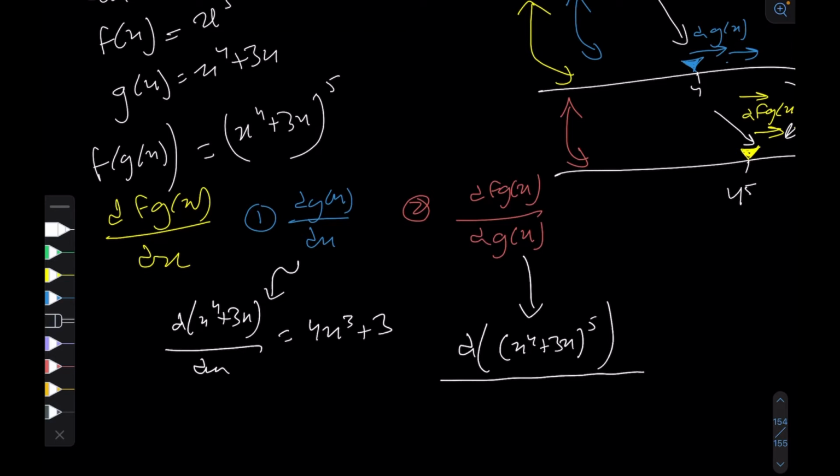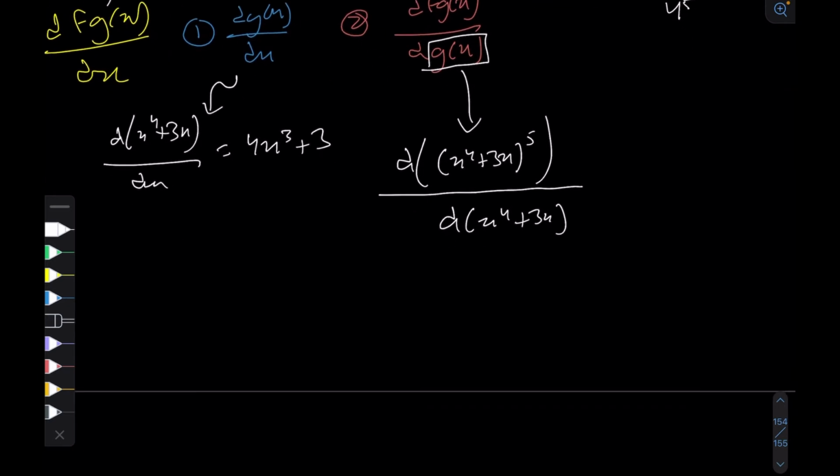But this time we ask what its change is in terms of g(x), in terms of x to the power 4 plus 3x, instead of our original question where we asked in terms of x. The first thing you need to realize is that if I take the differential of x to the power 5 in terms of x, you would quickly say 5x to the power 4, because that's how you differentiate x to the power 5.